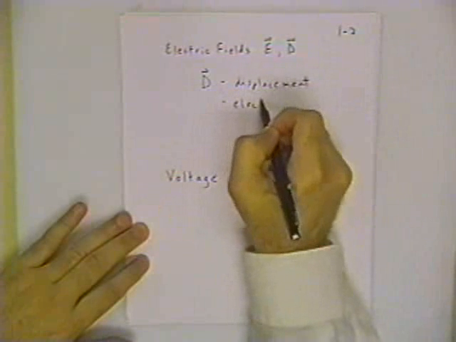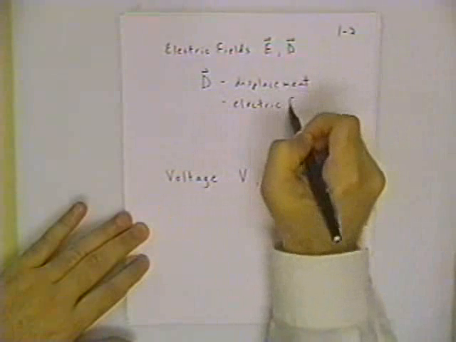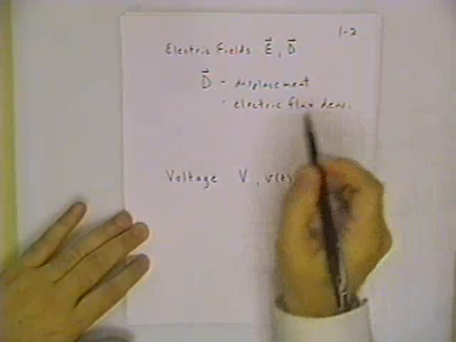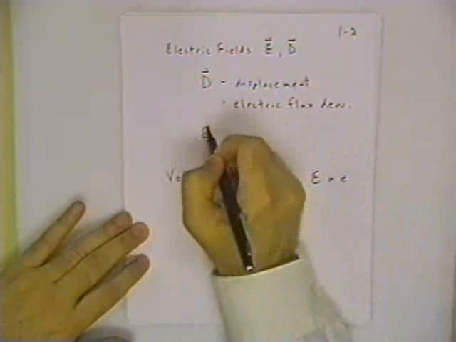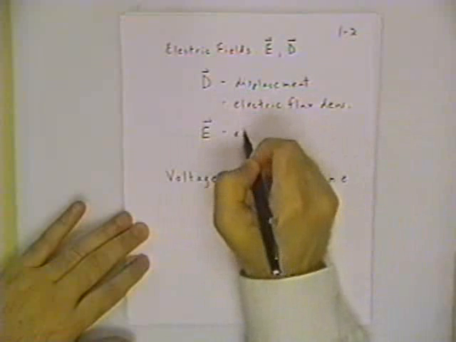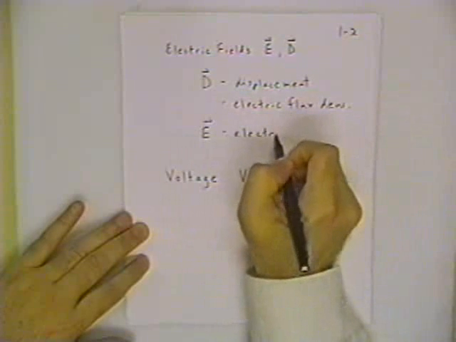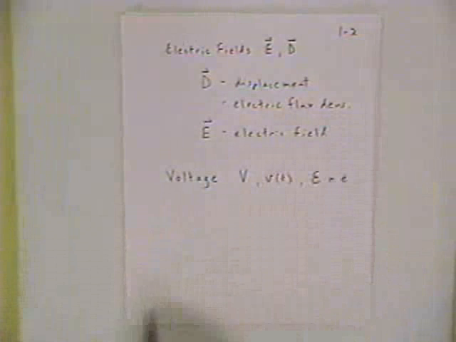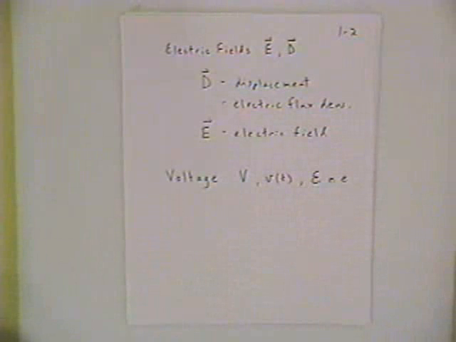It's also called the electric flux density. And let me abbreviate density. The E is the actual field, the electric field intensity. And normally we just make that an abbreviation. Instead of calling it electric field intensity, we just abbreviate that to electric field.